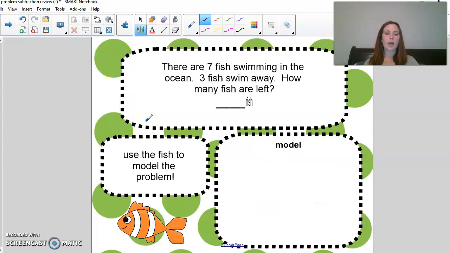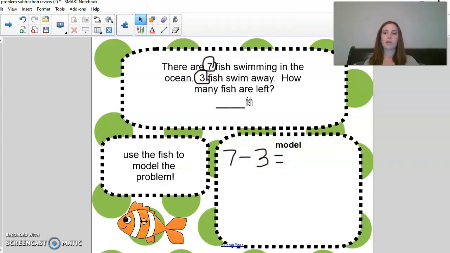Okay, let's do this one. There's 7 fish swimming in the ocean. 3 fish swim away. How many are left? Well, our first step is to go and circle the important numbers. We're going to circle 7 and we're going to circle 3. I'm going to go down here and I'm going to write 7 minus 3. All right. I'm going to make out 7 fish.